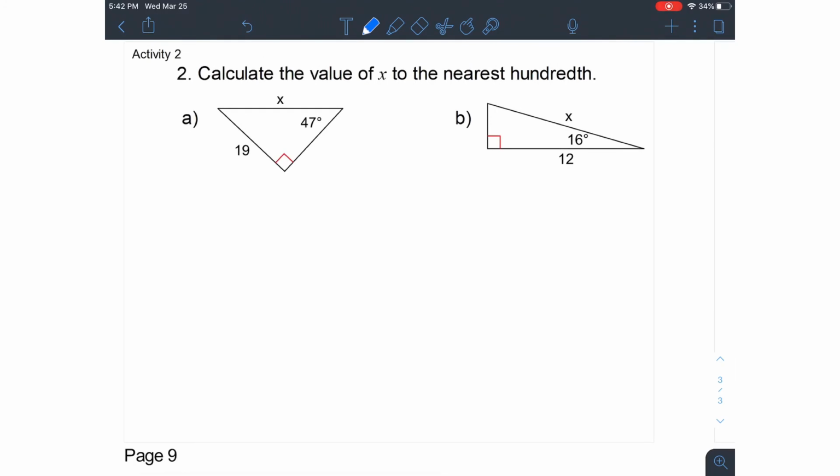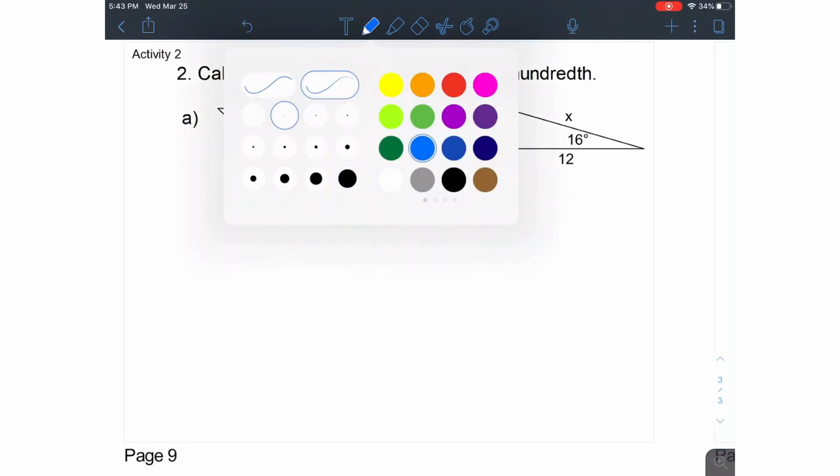All right, so here I want you then to try solving these as well. Pause the video, and then when you are done, I will demonstrate how to solve these.